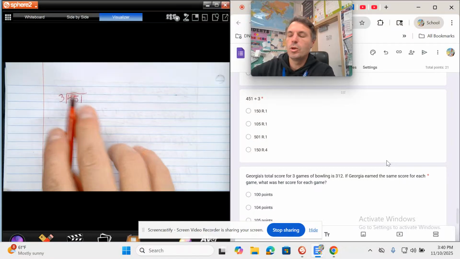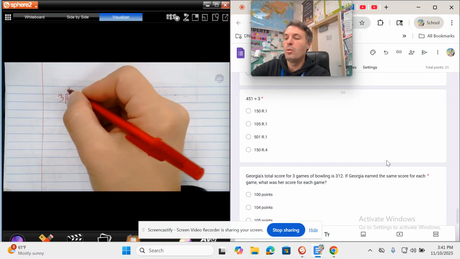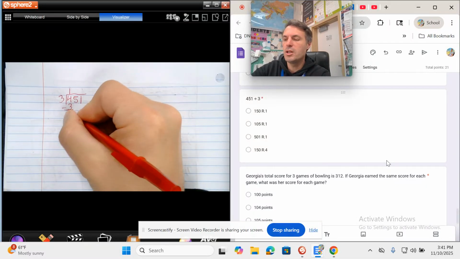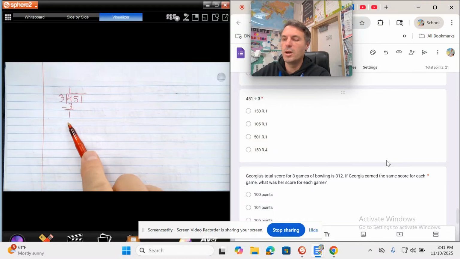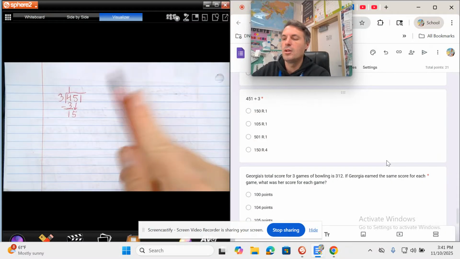Can 3 fit into 4? Yes, you'd be able to get one equal group of 3 out of 4, so it can fit one time. 1 times 3 is 3. 4 minus 3 is 1. Is 1 smaller than 3? Yes. Now we bring down the 5.